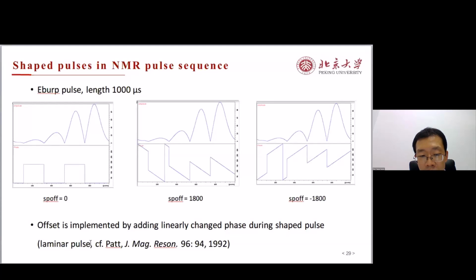It's called the laminar pulse. This method is described in this JMR paper.